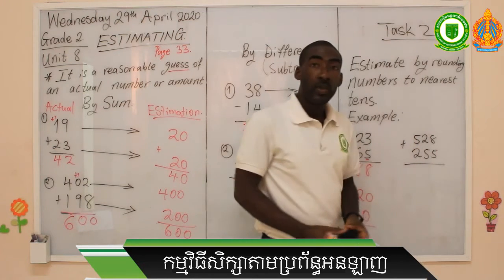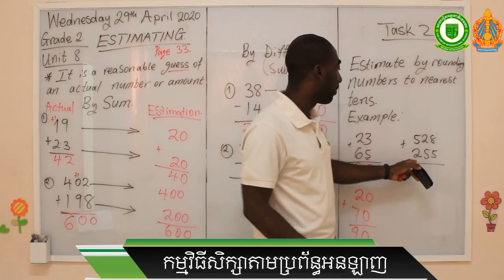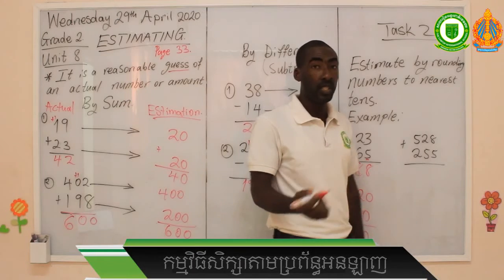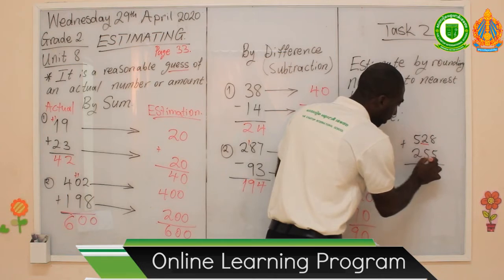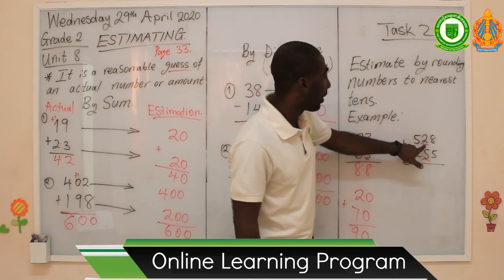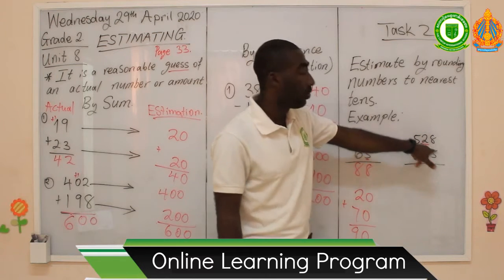We have 528, we need to change this to the nearest 10. Then we have 255, we have to change to the nearest 10. So when we are changing to the nearest 10, we are looking at these numbers, okay? This is our ones, this is our tens, and this is our hundreds.